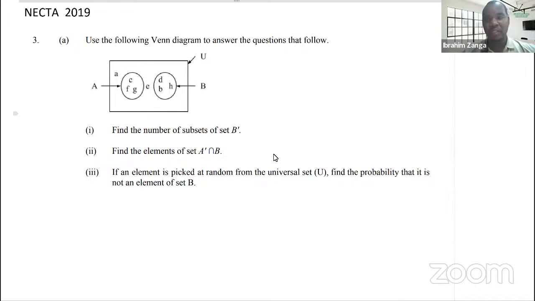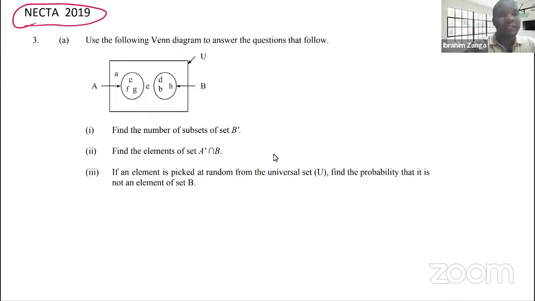So in this aspect, you'll be able to compare how questions were made within the 3 consecutive years, 2019, 2020, and 2021. So today we'll continue with question number 3, as I said, and when you go to NECTA 2019, question number 3, it is a set question.